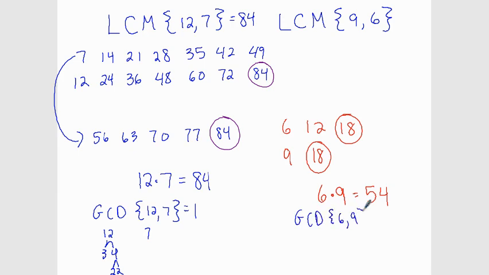I know that 6 breaks down into 2 and 3. And 9 breaks down into 3 and 3, and we've got a common factor of 3. So that means my greatest common divisor of 6 and 9 is 3. Notice this leads us to the rule that when we get a greatest common divisor of 1, by all means, just multiply the two numbers together, and you get your least common multiple.